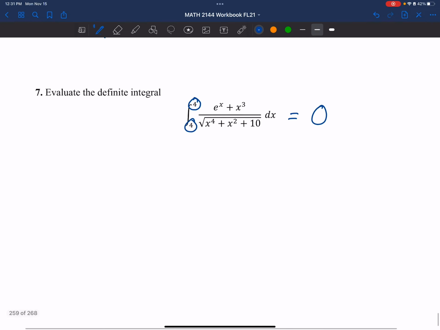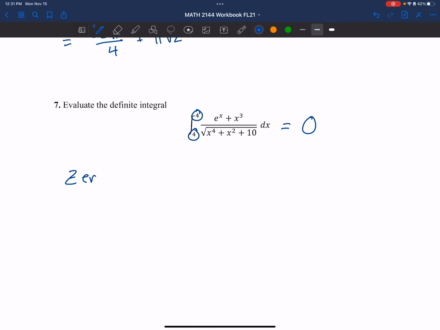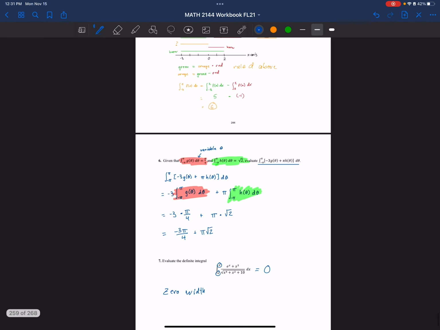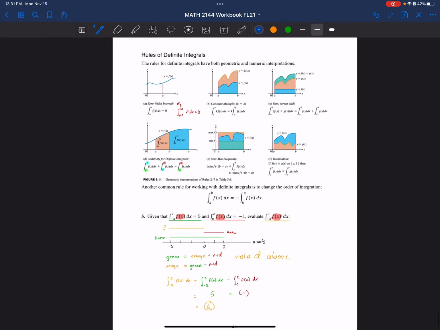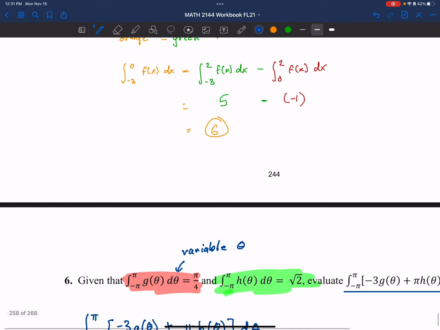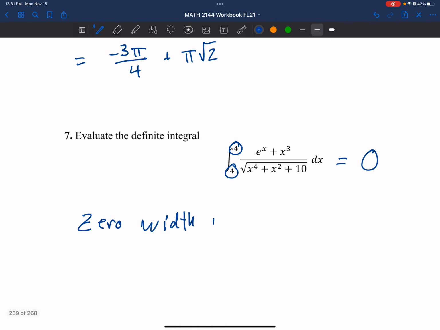Anyway, so this right here, again, is the 0 width, what did we call it? The 0 width interval. Yep, so that was rule A up here above. So it's a 0 width interval, which is going to be rule A.